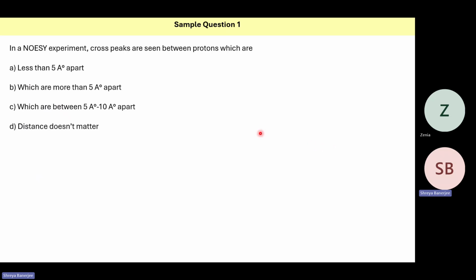So the first question is asking that in a NOESY experiment, cross peaks are seen between protons which are... I'll just wait for a couple of seconds and then I'll discuss the answer. So here the answer is less than 5 angstrom apart.